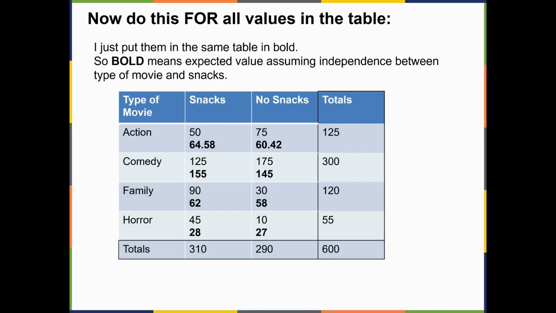So what we did is did this computation for all the values in the table, and I put them in bold. So this computation right here, 64.58, is 125 times 310 divided by 600. Right? So let's double check the next value.